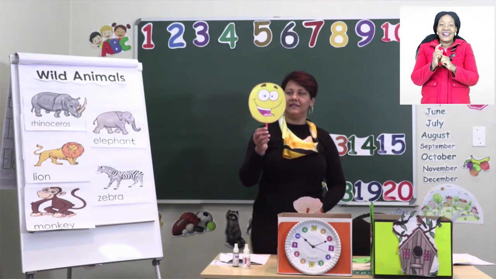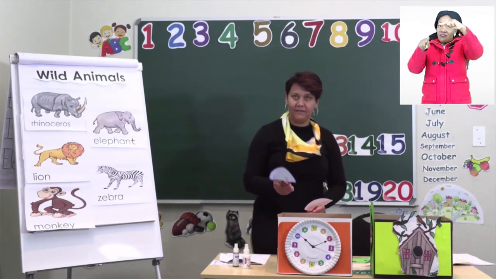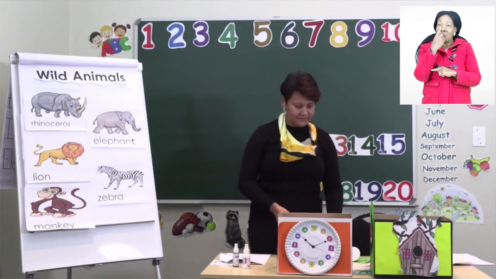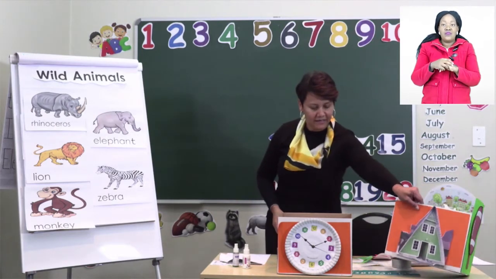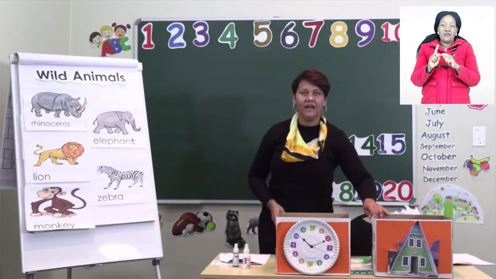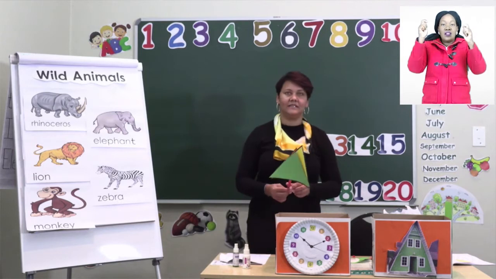Yes, this is definitely a circle. 1 circle, 2. 2 eyes for the circles. Let's look at another shape that we can find there. This house is made of a triangular shape. Yes, a triangular shape. Let's look at that.